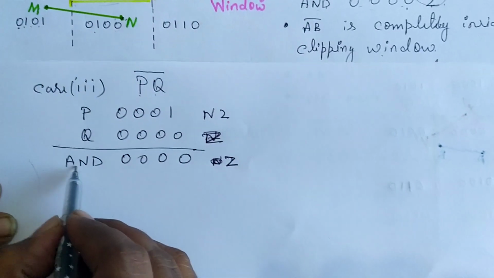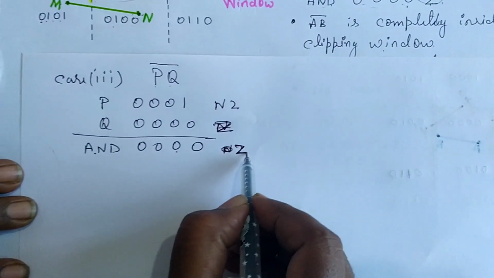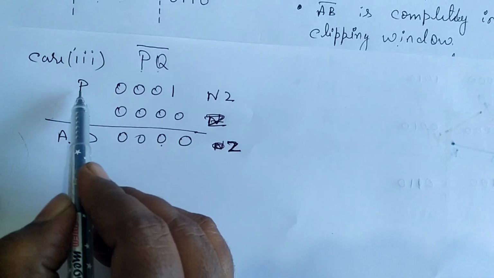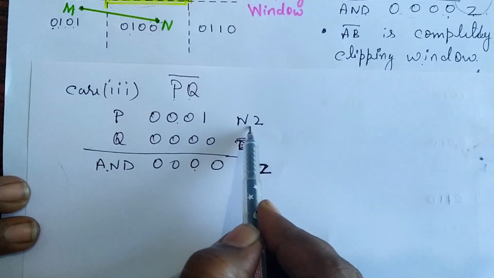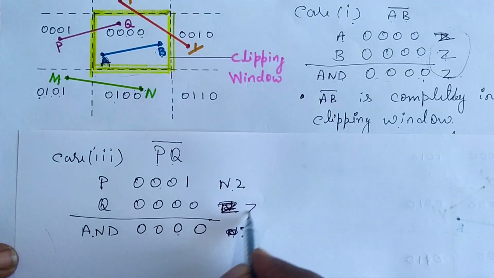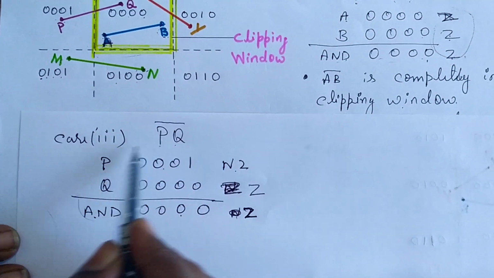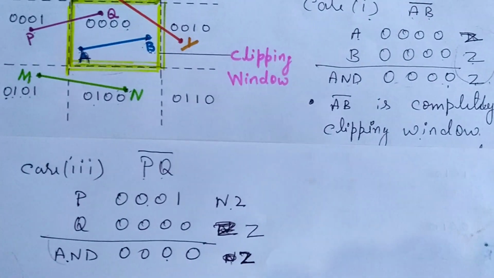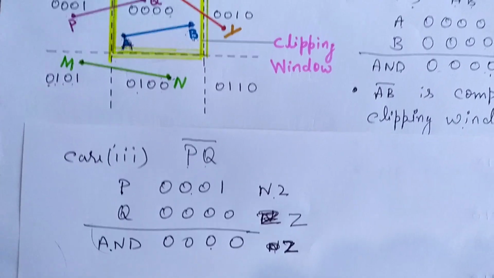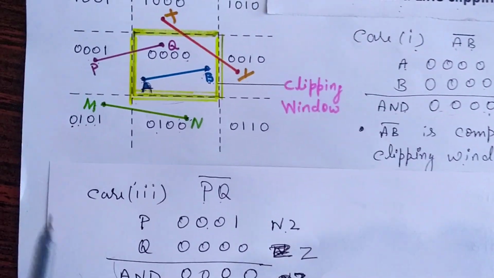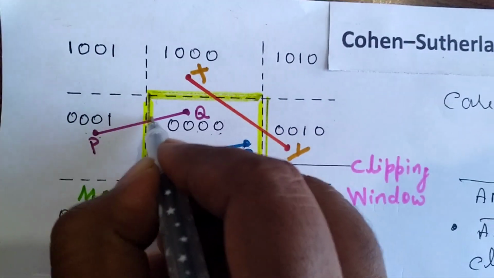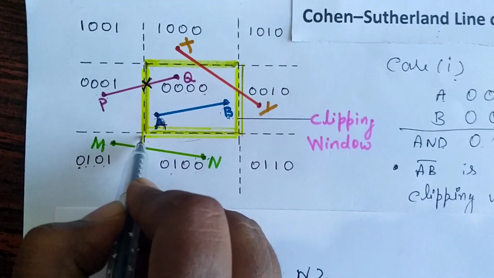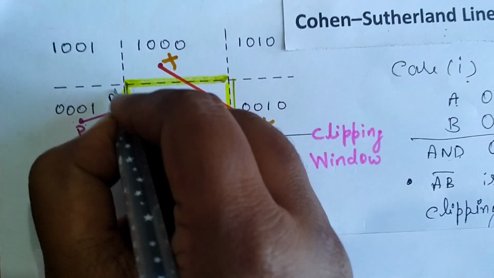What is happening here? Your AND operation result is 0. That means you can accept this line but partially, because the region code of P is non-zero. In that case, we need to think about clipping here by finding an intersection. So we'll do it now with this example. In this PQ segment, we'll find the intersection point on this clipping window, and we'll name this P dash.